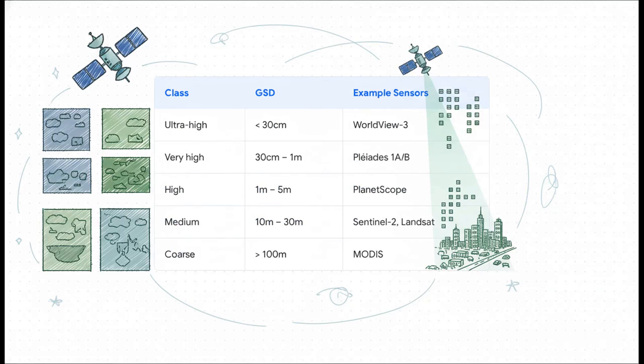Now, of course, not all satellites are created equal. We group them into different classes. You've got your coarse resolution, where one pixel can be over 100 meters wide, all the way up to ultra-high, where a single pixel is smaller than 30 centimeters. The range is massive, and each class is built for a completely different job.